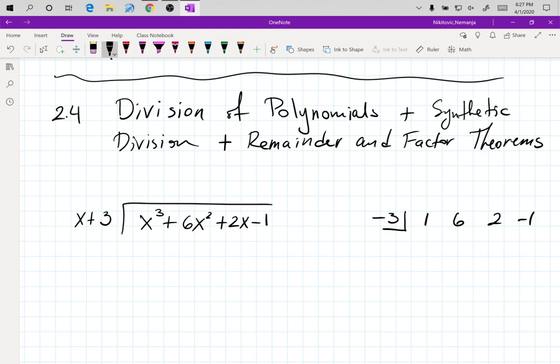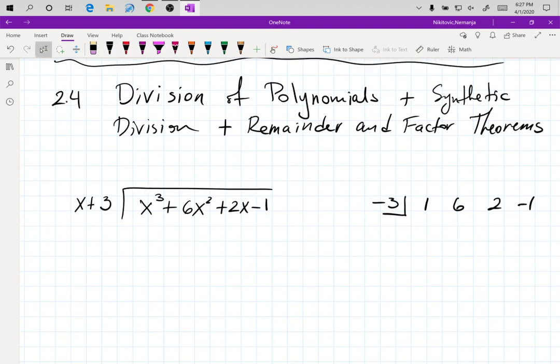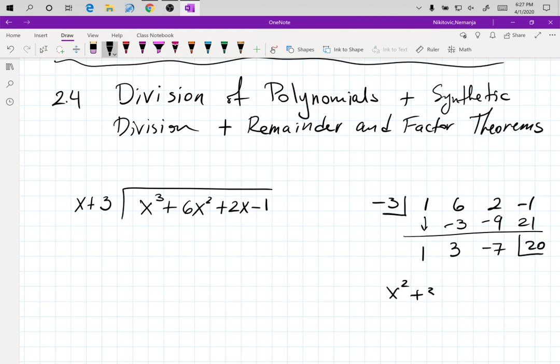Now, we'll do examples later. I just wanted to make sure what we have over here. So you drop 1 down, and then we get negative 3. So this gives us a 3. That gives us negative 9. So that's negative 7, and then positive 21, remainder 20, right? So I know that the answer that we are getting here is x squared plus 3x minus 7 plus 20 over x plus 3. So that's the answer.